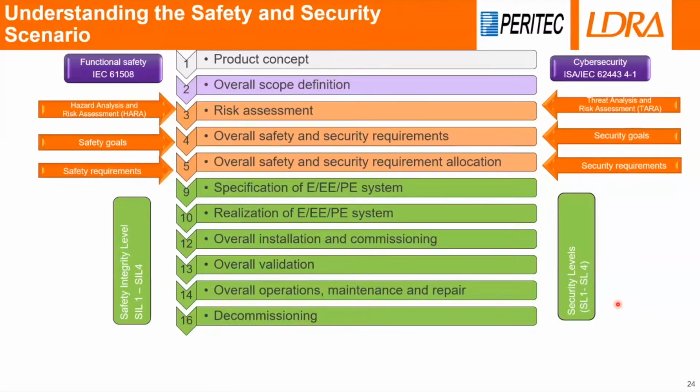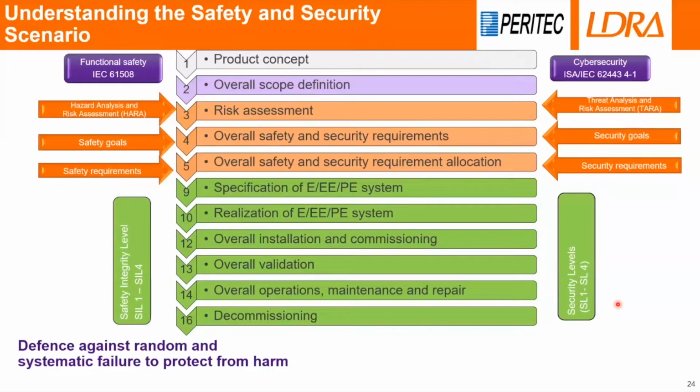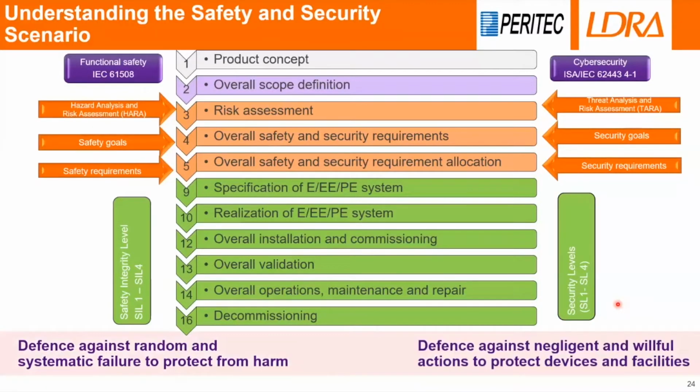So once you do this analysis, you can actually classify your product into a safety integrity level as well as a security level. In safety, we are performing a defense against random and systematic failures so that there is no harm. And in security, we are performing the defense against negligent and willful actions to protect the devices and facilities.